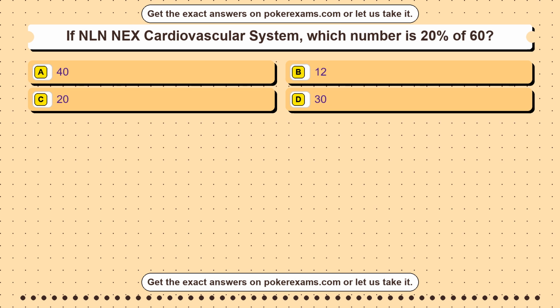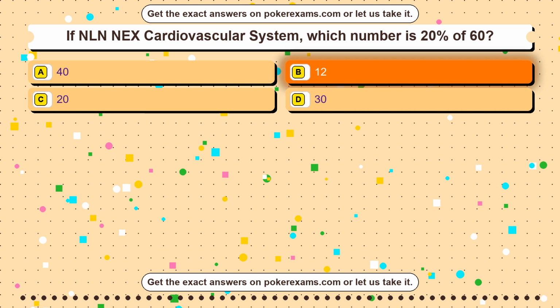Question 20. If has see a 2 biology review, which number is 15% of 200? Option A, 45. Option B, 30. Option C, 15. Option D, 20. The correct answer is option B.